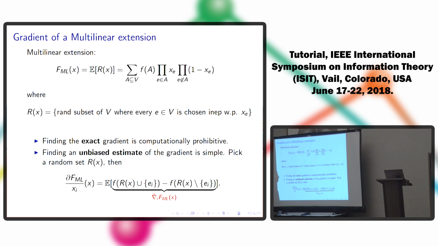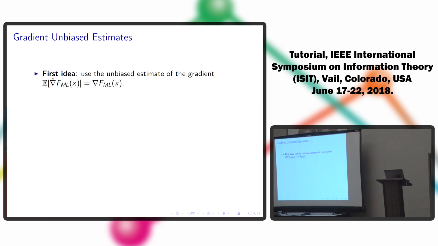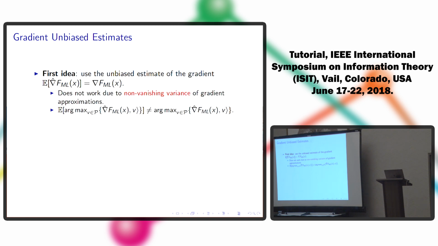Well, the only thing that I have to do if I want to find an unbiased estimator at coordinate i is sample a random set, add e_i to it, remove e_i from it, and look at this difference. That is going to be an unbiased estimate of the gradient. Good. So I have an unbiased estimate of the gradient. Does the algorithm work? So the first idea is, let's use an unbiased estimate of the gradient instead of the exact gradient in the algorithm, right? It turns out it's not going to work. It's going to diverge. This linear program is very sensitive to the variance of the unbiased estimate.